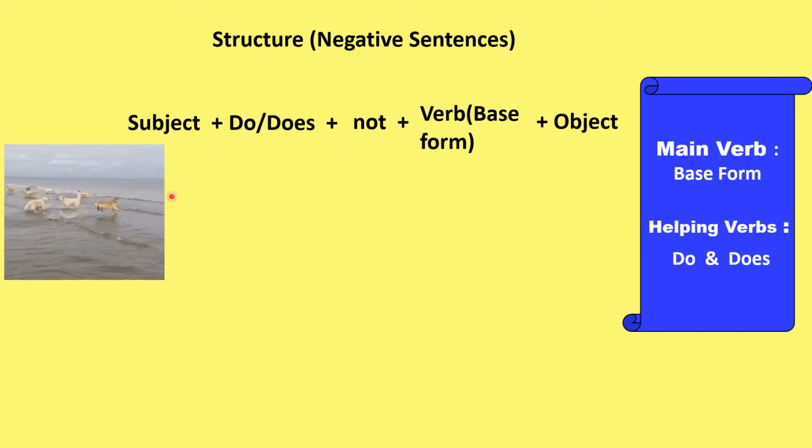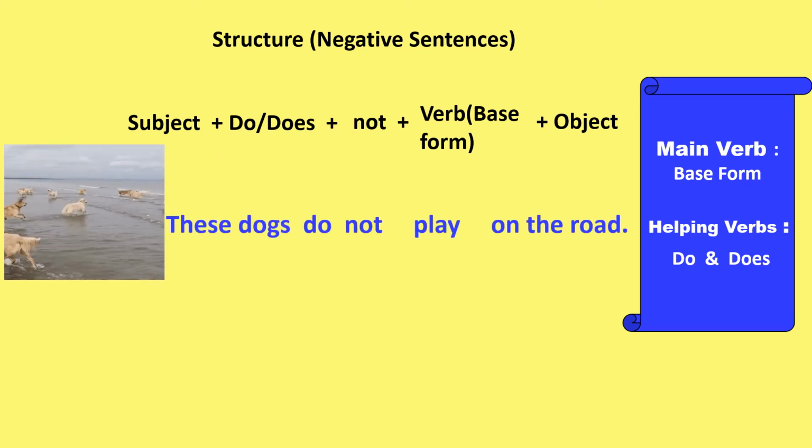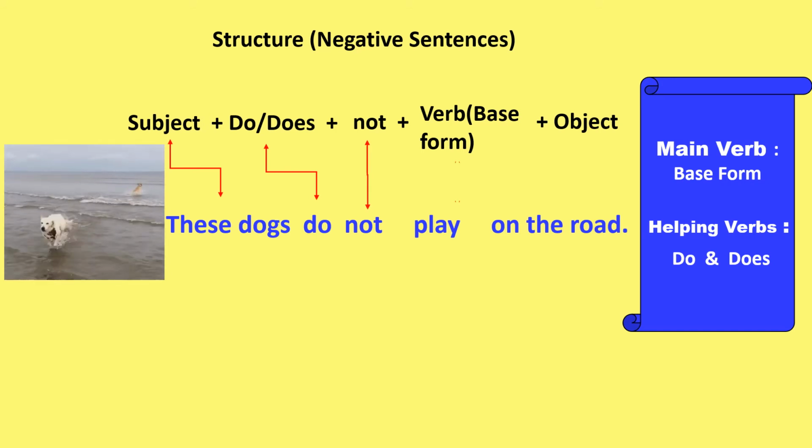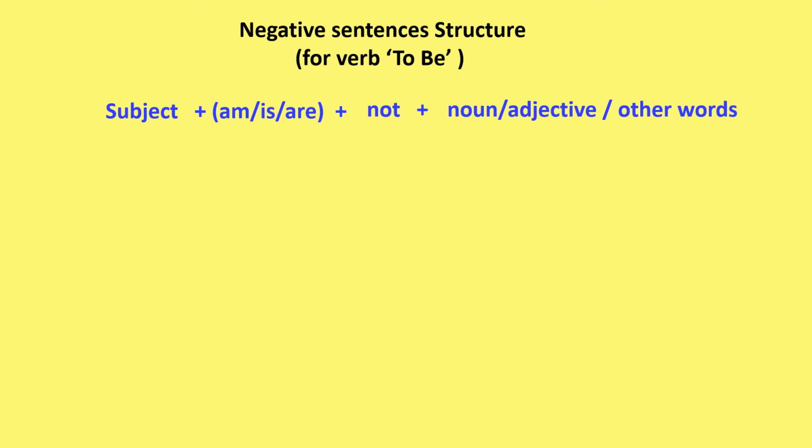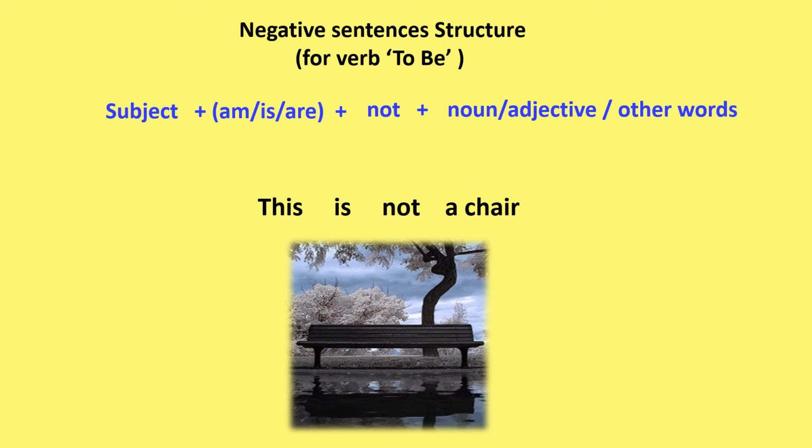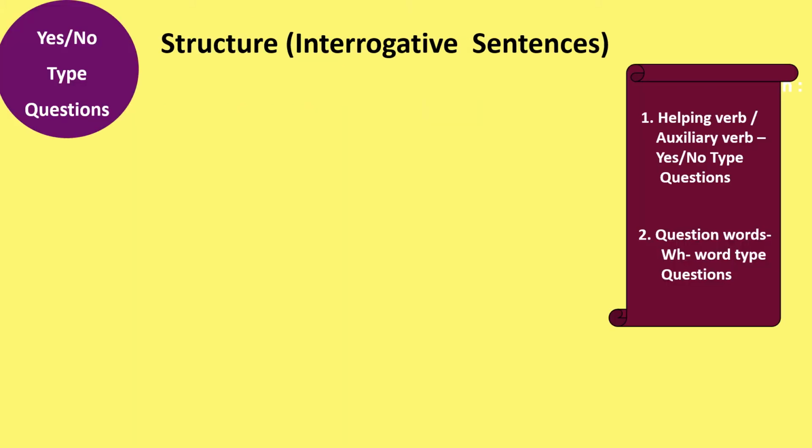Now, look at this picture. Let's frame a sentence. These dogs do not play on the road. It begins with a subject followed by do, followed by not and a base form of verb and object. Now negative sentence with a be form of verb. What is the structure? This is not a chair. Let's look at the example. This is the subject, is followed by not and the noun.